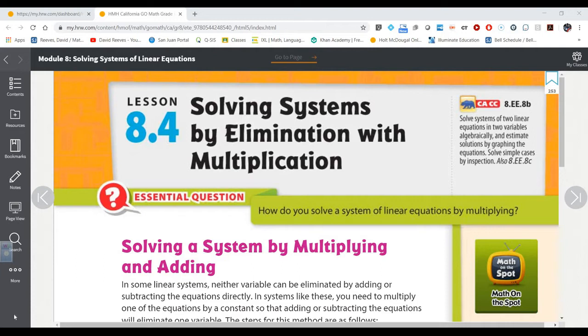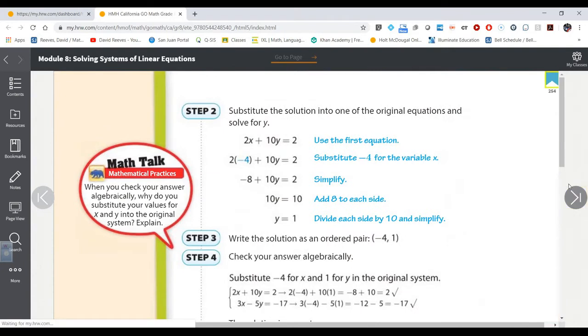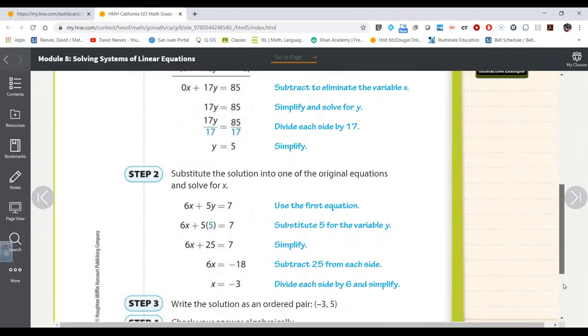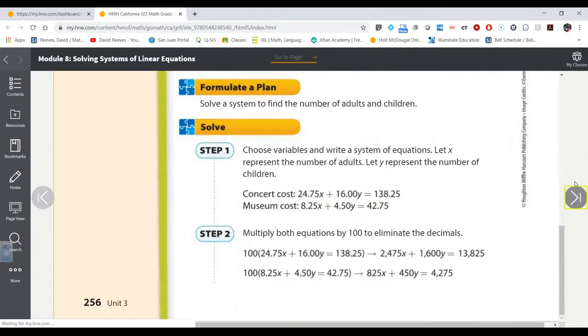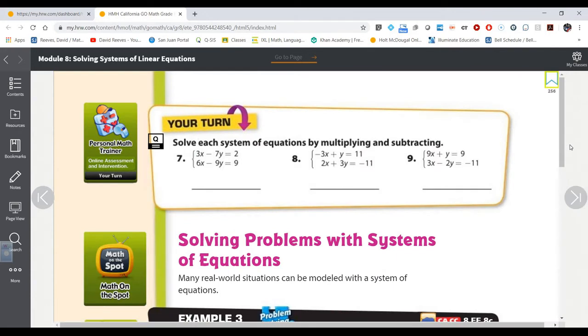Today we're going to be working on solving systems by elimination. Now we're going to be using multiplication before we add or subtract. So let's take a look at some problems where we're going to have to solve by using multiplication and then addition or subtraction.